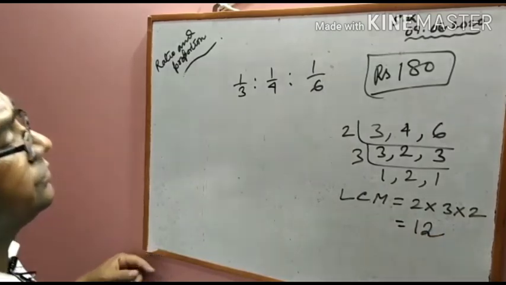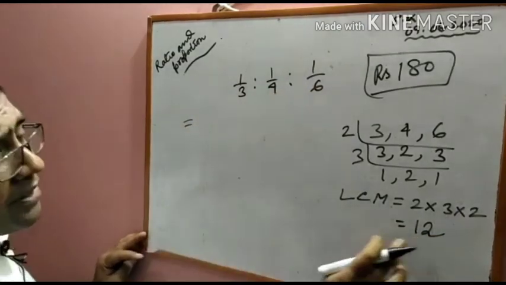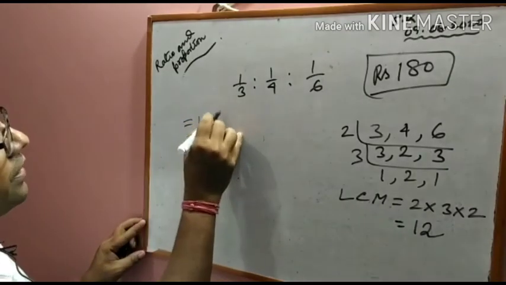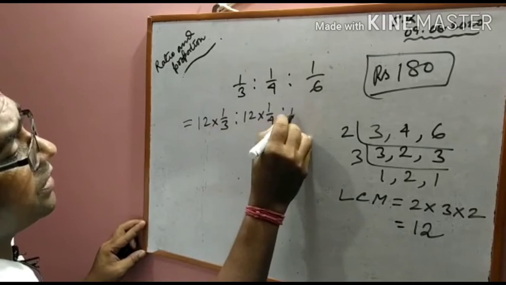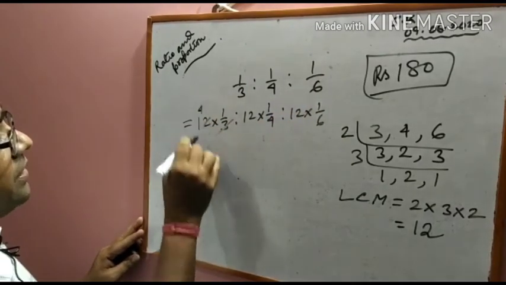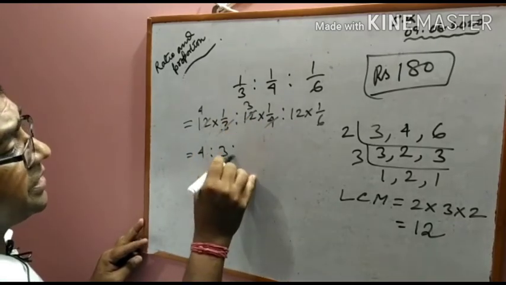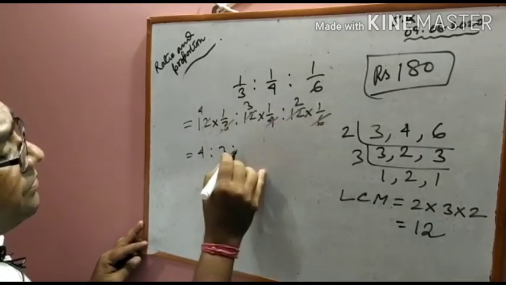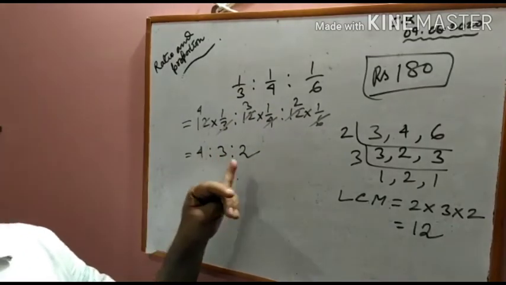that is 12. So multiplying all by 12 we get 12 into 1/3 is to 12 into 1/4 is to 12 into 1/6, that is 3 4s are 12, 4 is to 3 4s are 12, that is 3 is to 6 2s are 12, that is 2. Hence the given ratio is 4 is to 3 is to 2.